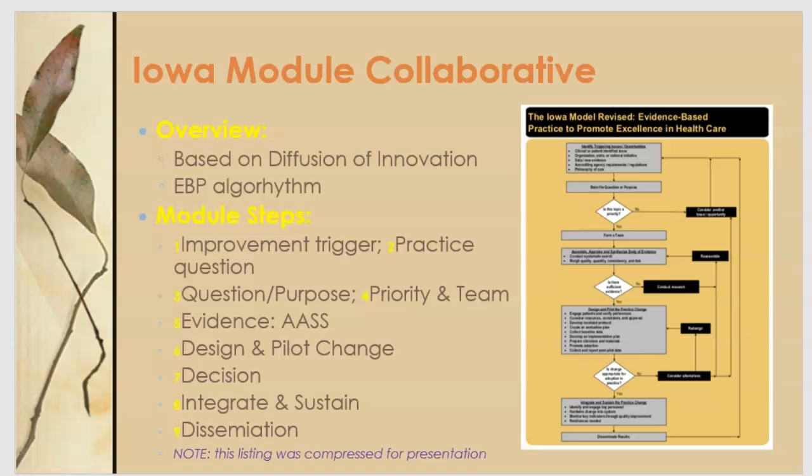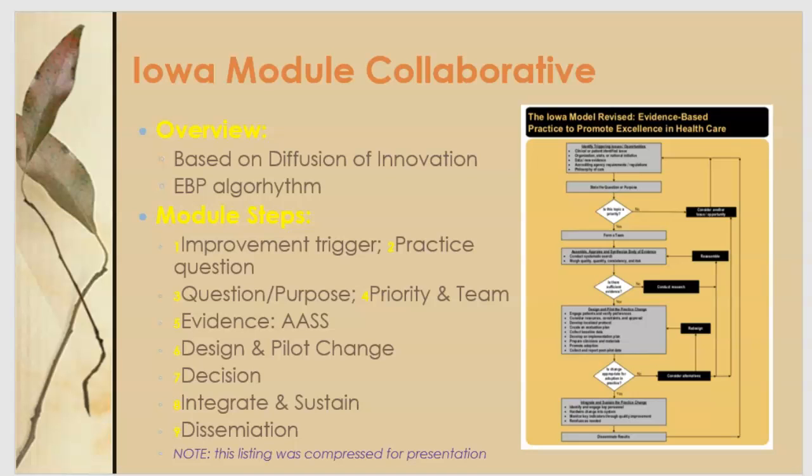This Iowa model is based on Rogers' diffusion of innovation theory. So the ability to be able to have an innovation that is able to diffuse through practice and get to the patient is tremendously important. For me, this Iowa model really looks like an algorithm.